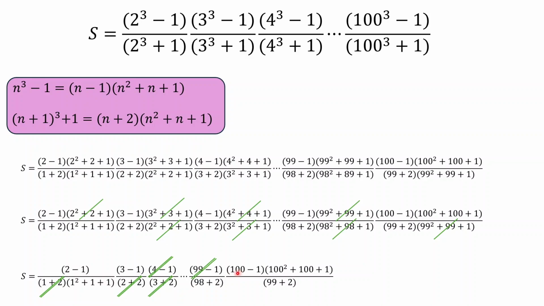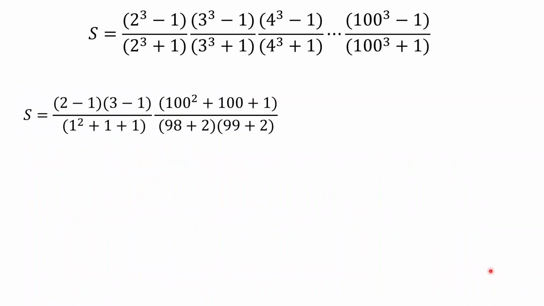And then, for example, here we have 100 minus 1 is 99. And in this case, before this term, we will have 97 plus 2, which is 99, so that term will also cancel. And what we will be left with is 2 minus 1 from the first term, this one from the first term, 3 minus 1 from the second term, and then we come to the one before the last term, we have 98 plus 2, the last term we have 99 plus 2, and this term on the denominator.